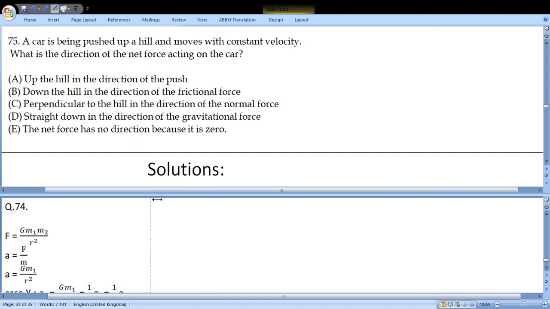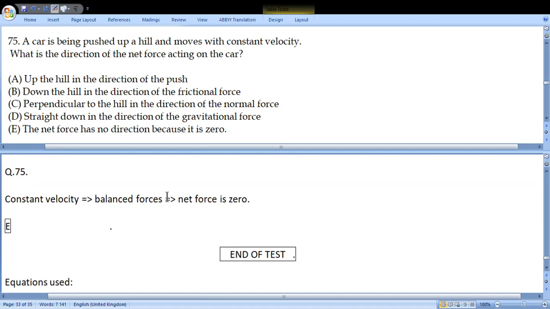And finally, the last question. A car is being pushed up a hill and moves with constant velocity. What is the direction of the net force acting on the car? Constant velocity means forces are balanced, net force is 0. This is the end of the test. Thank you for your attention.